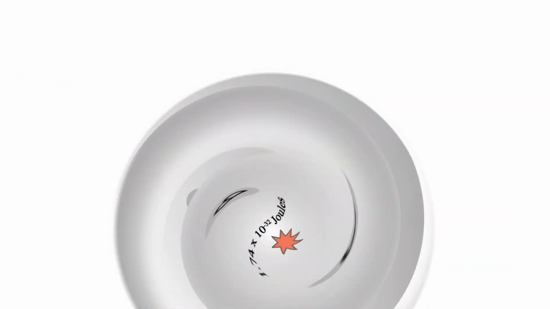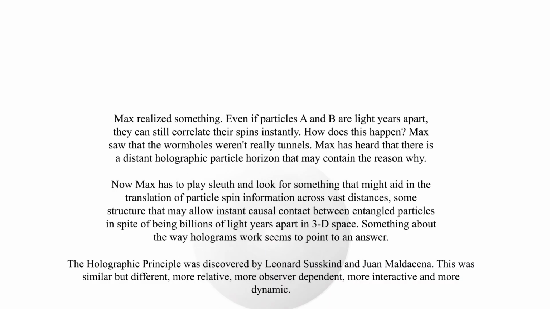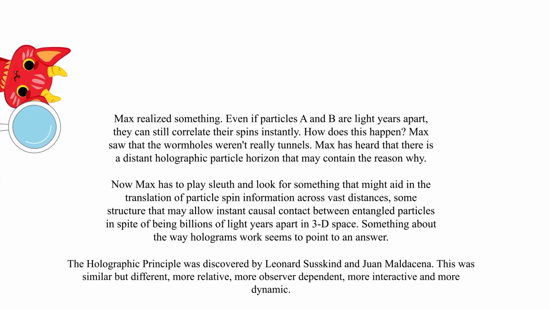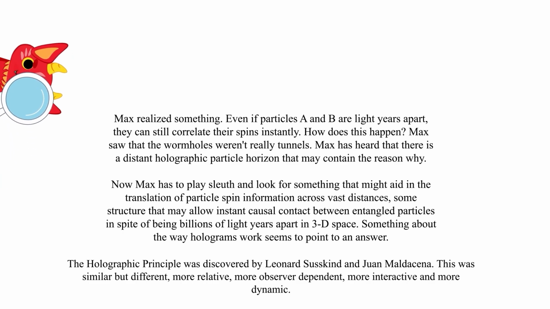Max realized something. Even if particles A and B are light years apart, they can still correlate their spins instantly. How does this happen? Max saw that wormholes really aren't tunnels. Max has heard that there's a distant holographic particle horizon that may contain the reason why.